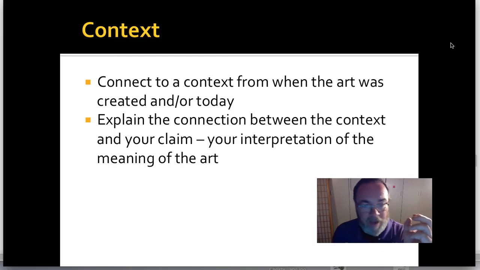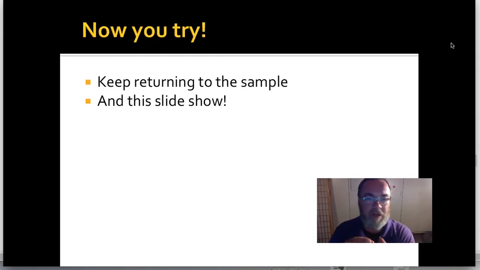So there you have it, my guided tour of the 3 things that you need to do. State a claim, identify and interpret details from the work of art, and contextualize the piece, informing the reader of background information she or he might need to know, and situating the work of art either in the time when it was created or in our current context where you're viewing it.